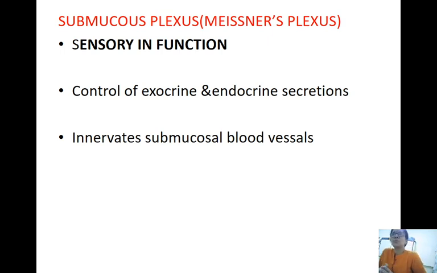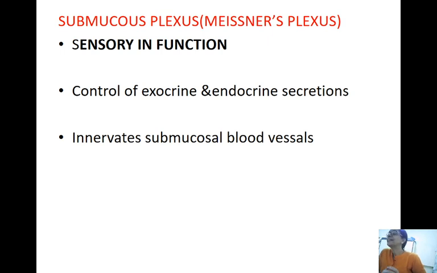Whereas the earlier one was motor in function, this is sensory in function. Submucous plexus is sensory in function. It will control the exocrine and endocrine secretions. What do you understand by exocrine secretions? Means from the duct it is coming into the lumen is exocrine. Some of the examples are salivary secretion, gastric secretion, intestinal secretion, pancreatic secretion. All these are exocrine secretions.